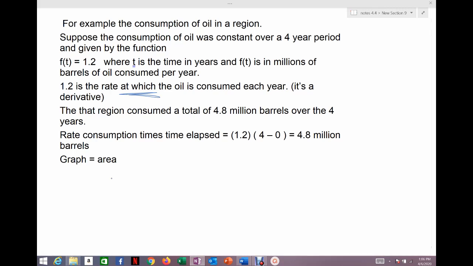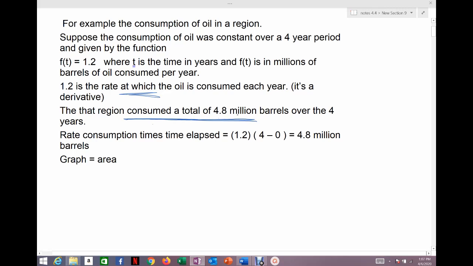Well, to find the total consumption then, so rate of change would be the speed at which consumption is, so it'd be kind of in terms of velocity, it would be how fast you're traveling in your car. Well, I want to know how much distance did I cover. Well, same idea here. This is how fast the oil was being consumed. I want to know, well, how much oil was consumed in total. And so what we do is, well, if it's consistent, it's not too hard. The region consumed a total of 4.8 million barrels of oil over the 4-year period.